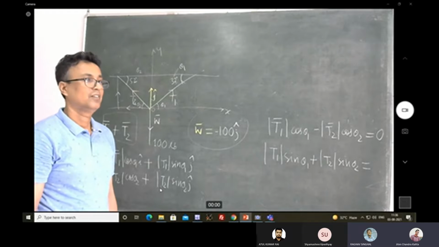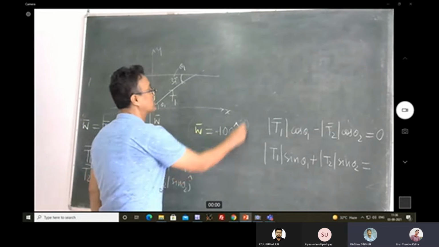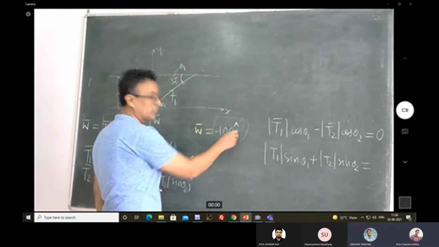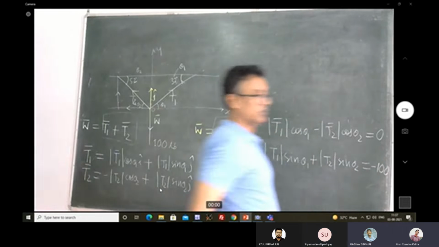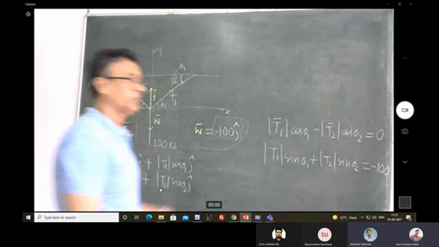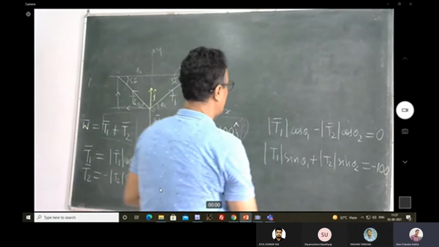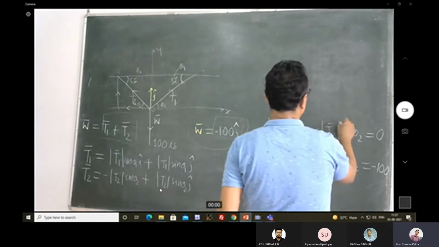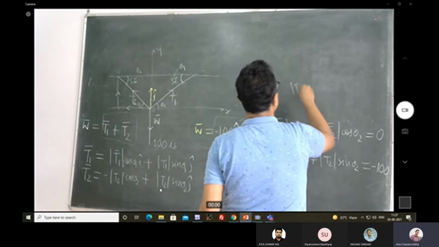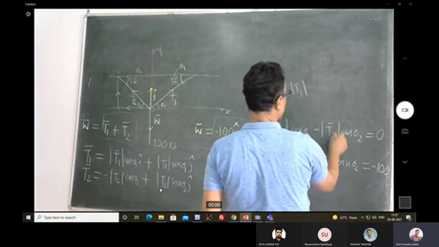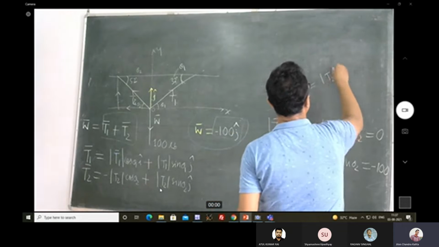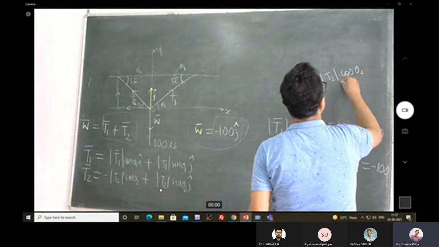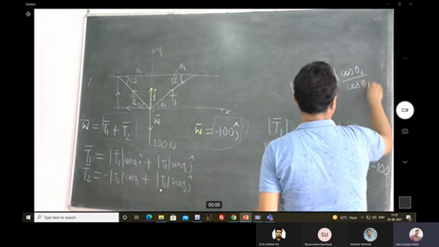Yes, it is going to be minus. Okay, fine. So now, from here, you can easily express T1 in terms of T2. So this is going to be equal to T2 cos theta 2 by cos theta 1, right?